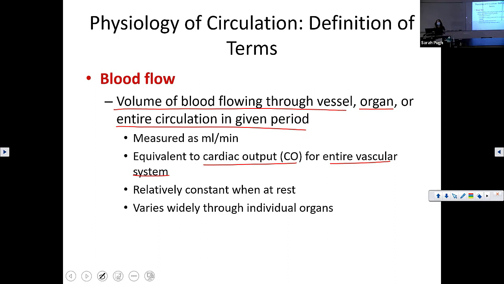Now, your cardiac output is very consistent when you are at rest and your heart is contracting at normal sinus rhythm of about 75 beats per minute. But it can vary a lot through individual organs. So again, it just depends. Did you eat? We're going to be sending more blood to your GI tract. Are you working out? Well, you're going to be sending more blood to your muscles.